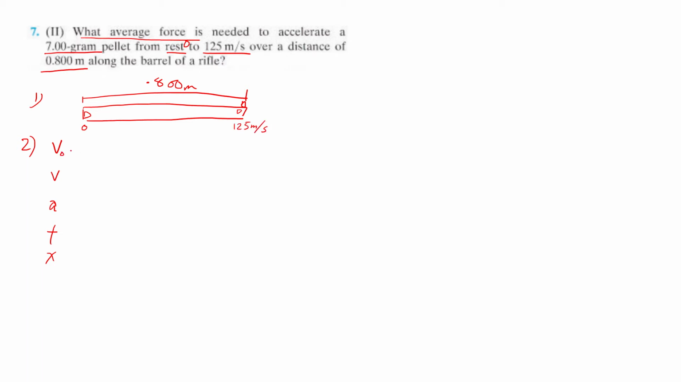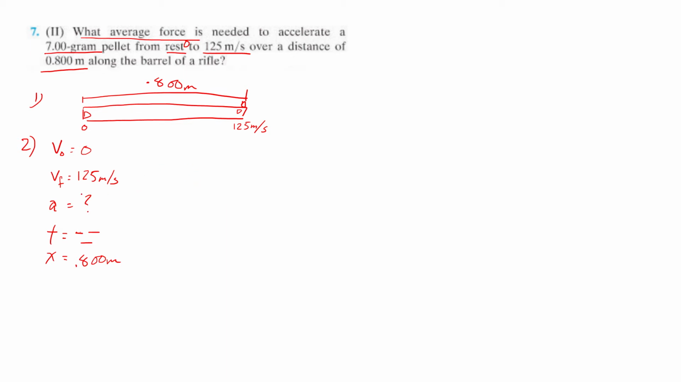So we know that V0 is 0. We know that V final is equal to 125 meters per second. A is the thing we want. Time does not matter. And then we know that X is going to equal 0.800 meters.